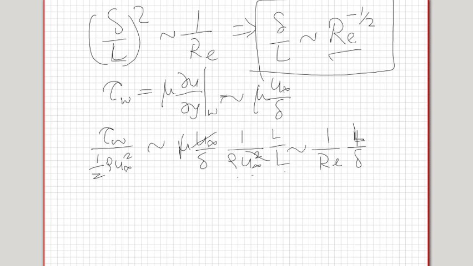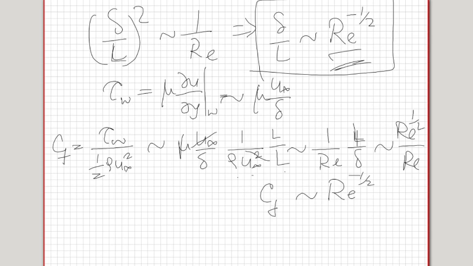Now L over delta, according to this, is Re to the power of half. So this is of the order of Re to the power of half by Re, which is again of the order of Re to the power of minus half. So the skin friction coefficient, that is what we call this non-dimensional number, which is tau wall by half rho u infinity squared, the Cf, is of the order of Re to the power of minus half. So this is the next result you get. The non-dimensional shear stress at the wall is going to vary as Reynolds number to the power of minus half. So this is your result.